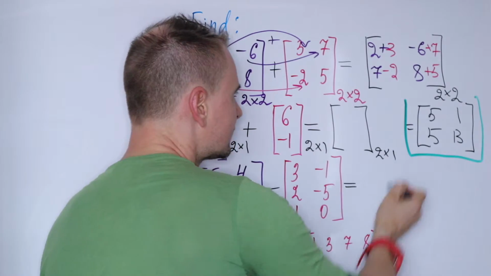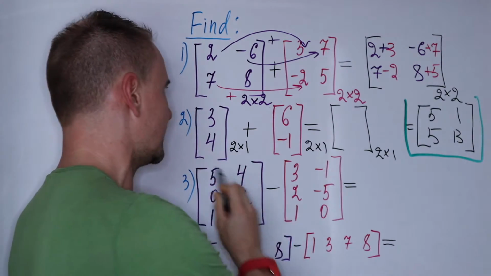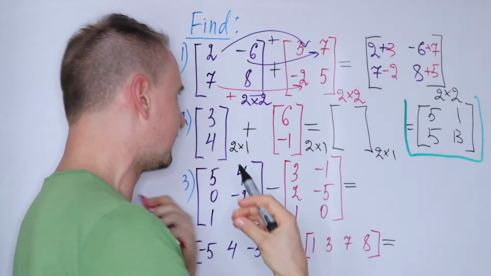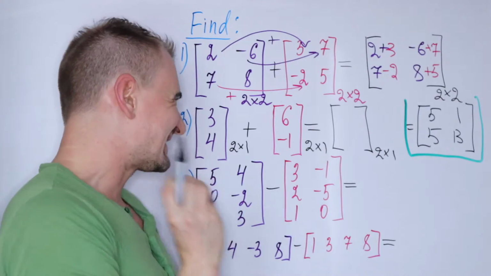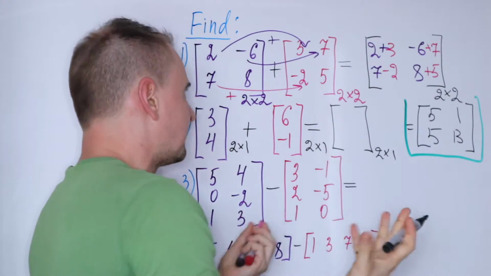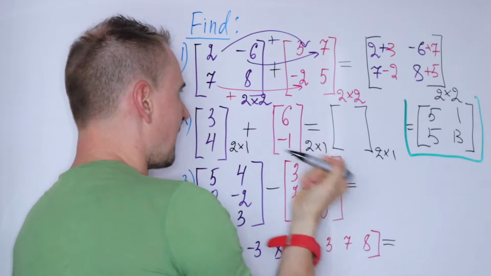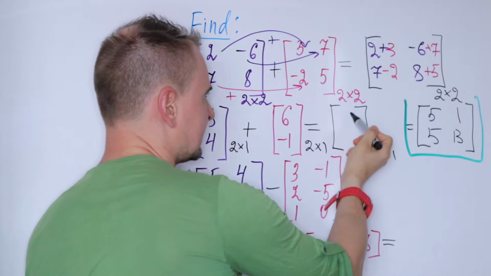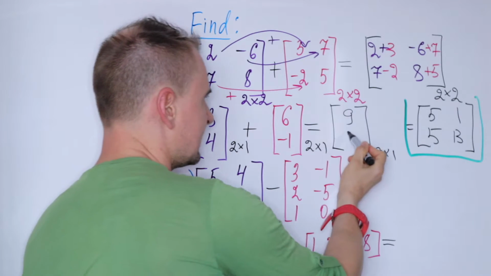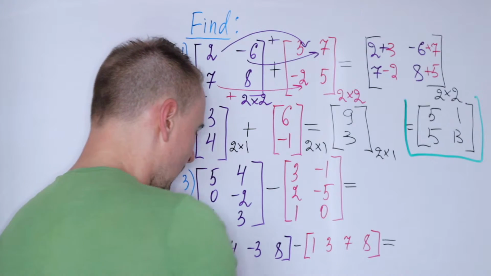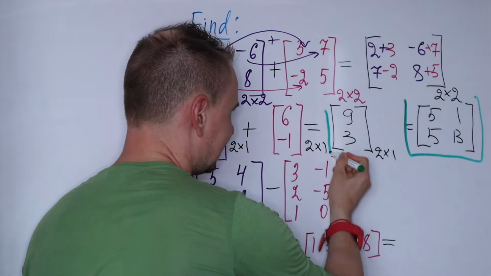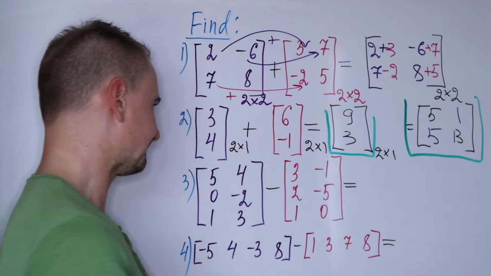Now, all you do is just add the corresponding elements, or integers, and put the sum in the corresponding place, position, or spot in the resulting matrix. So 3 plus 6 gives you 9, and 4 plus negative 1 gives you 3. So that's going to be your resulting matrix for that one.